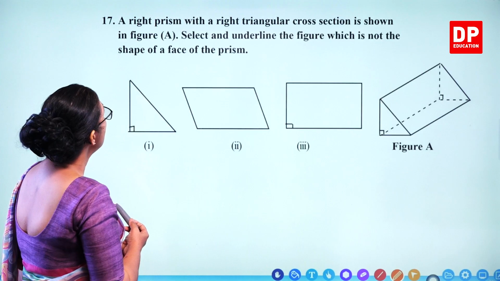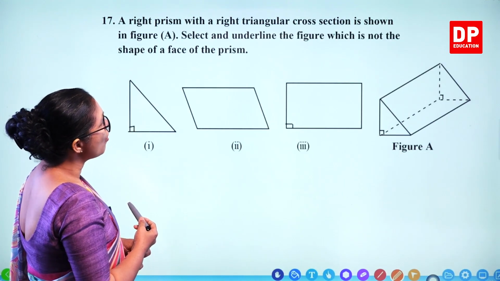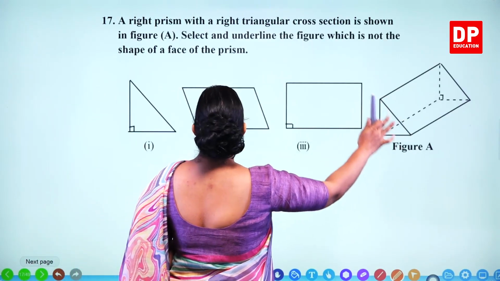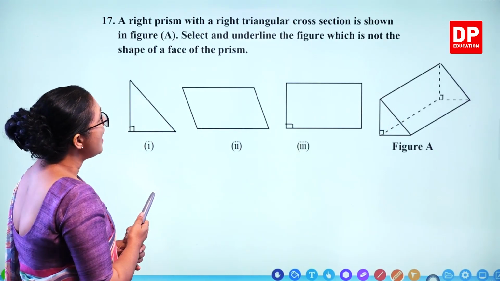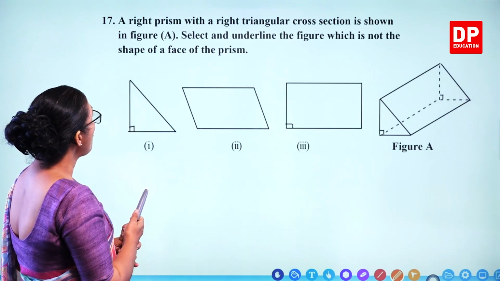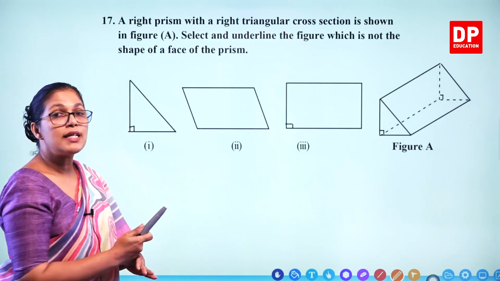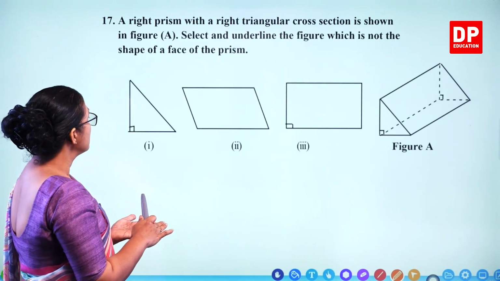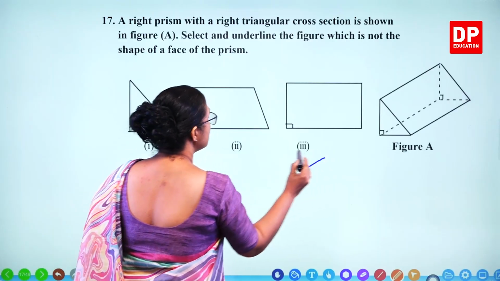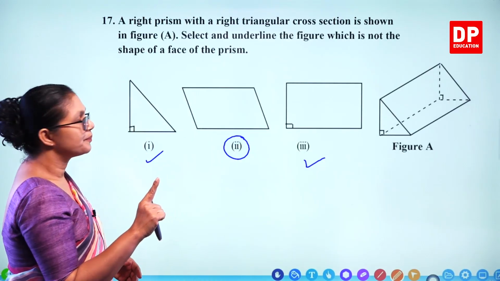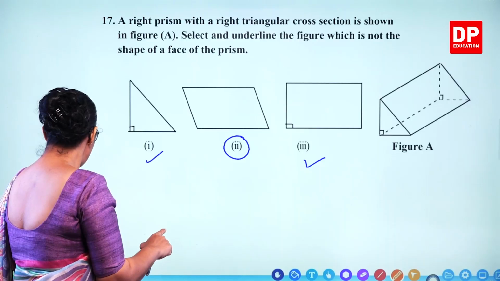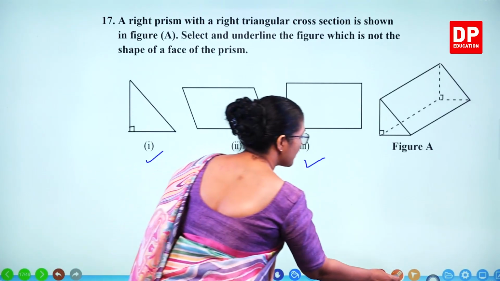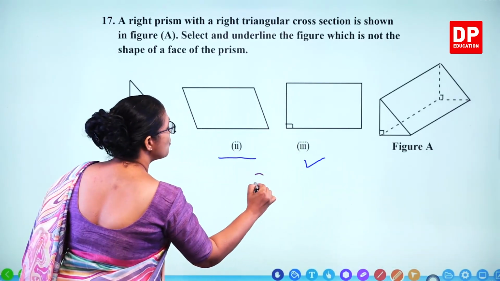Question number 17. A right prism with a right triangular cross section is shown in the figure A. So this is the figure A. Select and underline the figure which is not the shape of a face of the prism. Not a shape. So what are the shapes there? You get triangles and rectangles, but not the parallelogram. So you can underline this one. So not the parallelogram. So you get 2 marks.